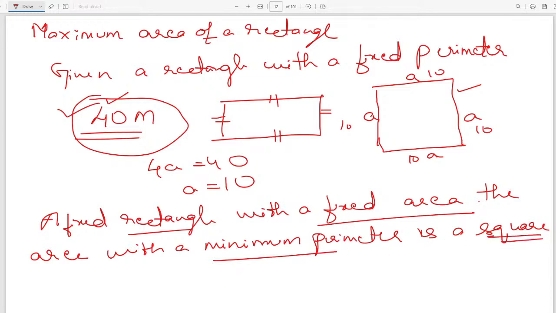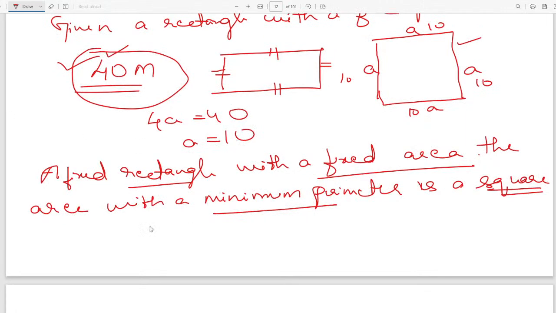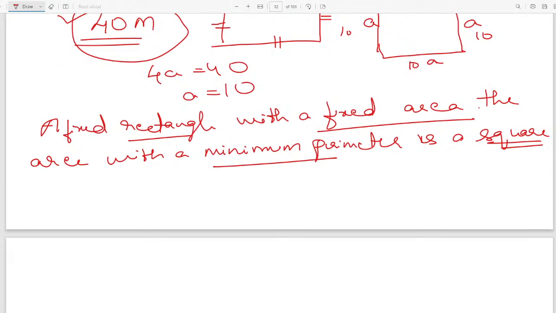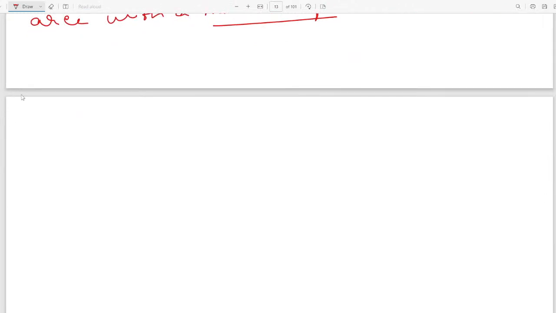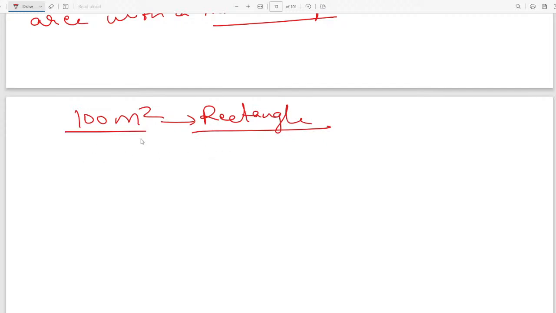For example, in the same case, if they have given an area of 100 meters square, and a rectangle with an area of 100 meters square, the minimum perimeter that we can create, a rectangle with the least perimeter, would be a square, where each side is equal: 10, 10, 10 and 10. In this case, the minimum perimeter would be 40.